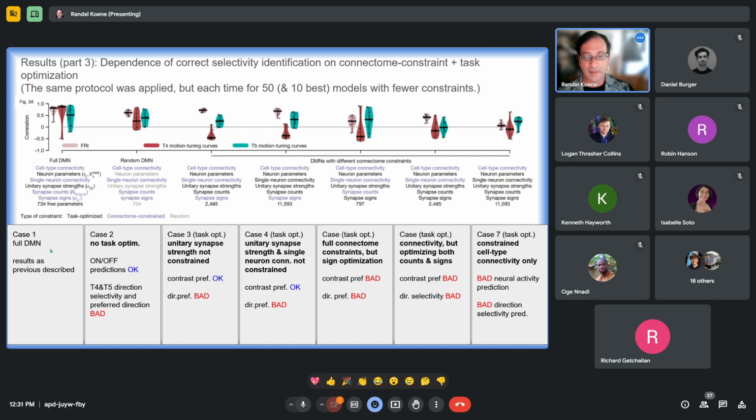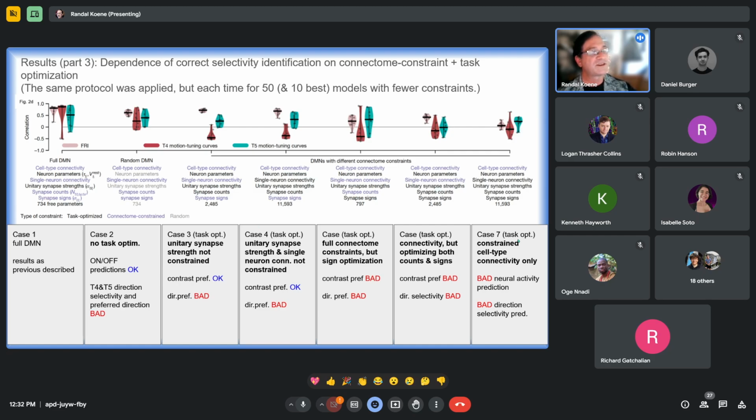Now, case 1 down here, that's the one that we've been talking about so far. So this was the previously evaluated DMN with all connectome constraints and task optimization. In case 2, connectome constraints were applied. Free parameters were given initialization values, but no task optimization was carried out, leaving them random. And in that case, on-off sensitivity was still predicted well, which points to the availability of those connection signs as being critical, but direction selectivity was not usefully predicted.